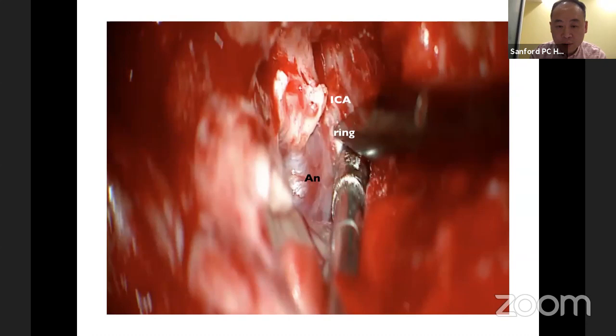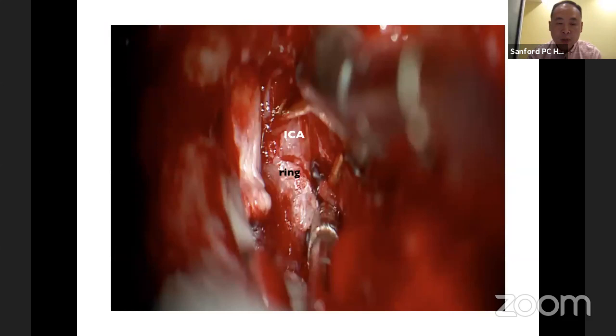But if you don't remove the ring very well and you put a clip, then the ring will become something like a string. There is a Percy effect. They will strangulate the carotid. So for such a case, even if it's a simple ophthalmic aneurysm, you have to be familiar with this, and do a better job to totally remove the dorsal aspect of the outer ring.